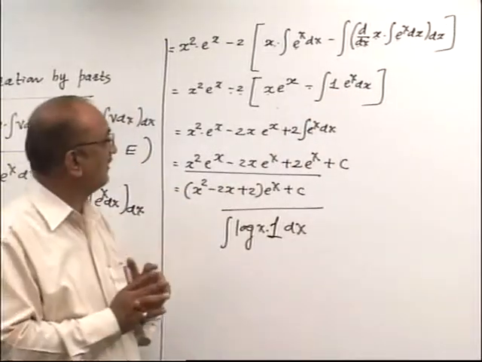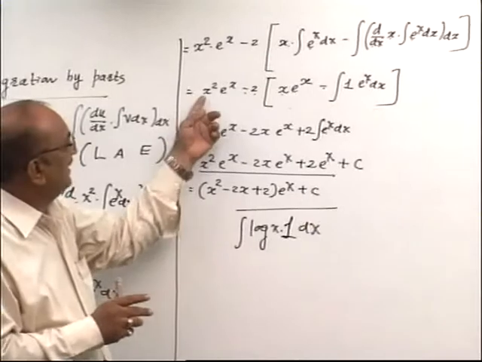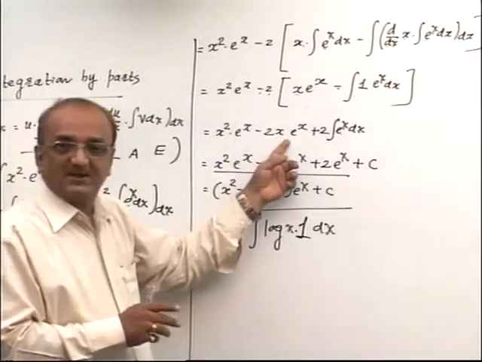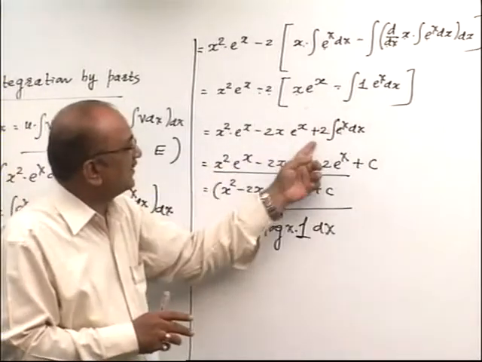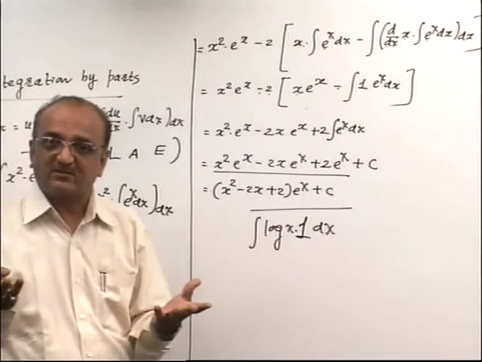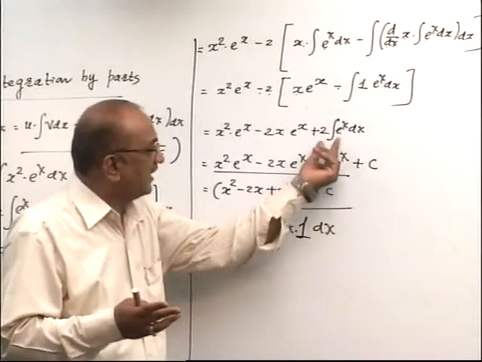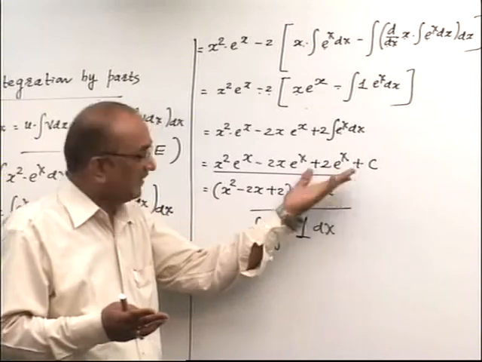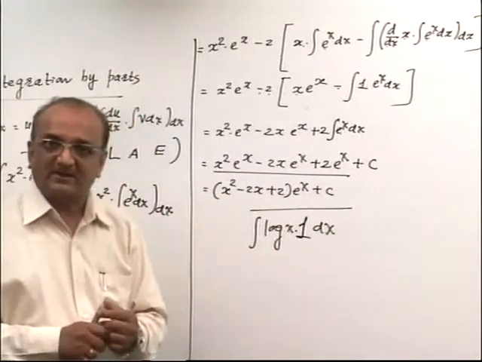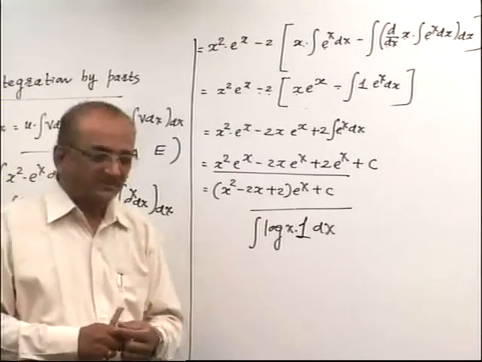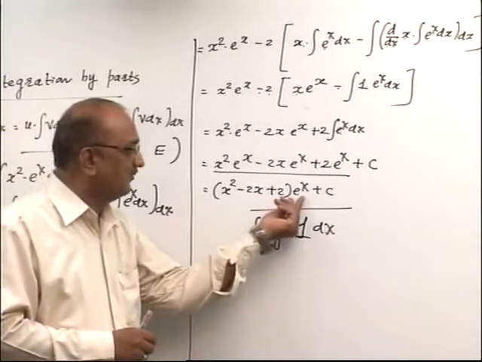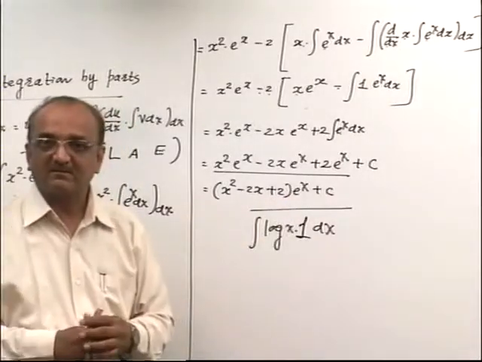Clear? Now open the bracket: x square into e raised to x same, minus 2x e raised to x same, minus minus plus 2, what do we have? We have the function 1 into e raised to x, that is e raised to x. What is the integration of e raised to x? e raised to x. Now from these three terms we may eliminate e raised to x because this is a common factor. In bracket we can write x square minus 2x plus 2, into e raised to x, plus c. Is that okay?